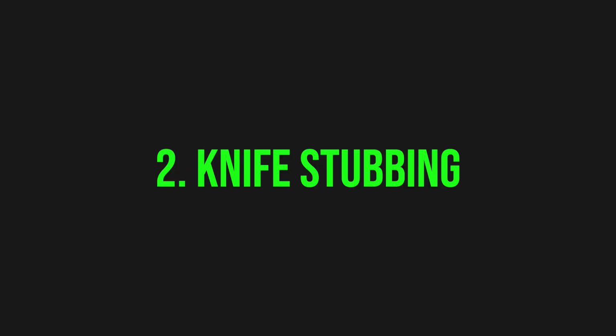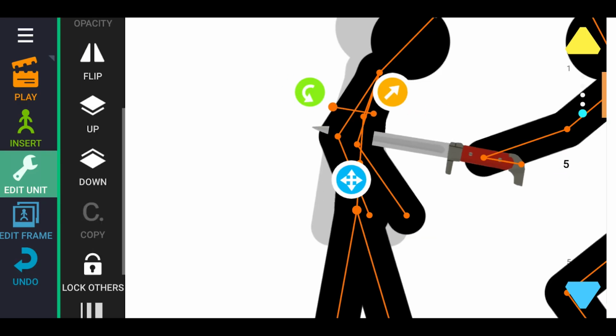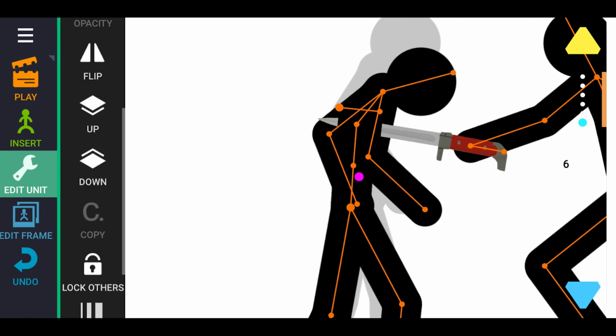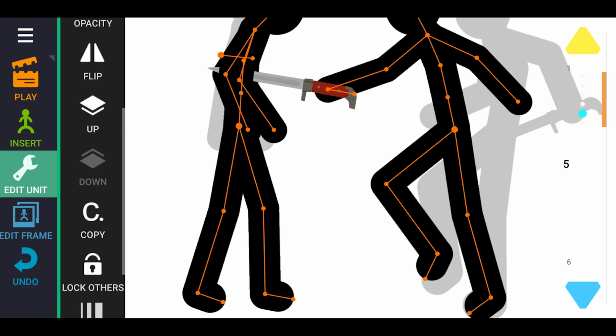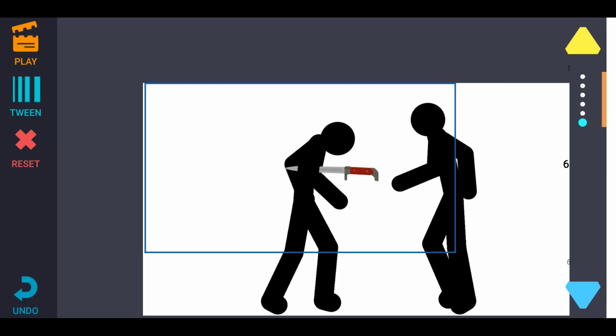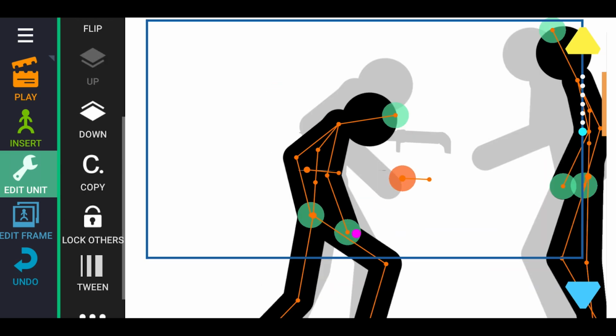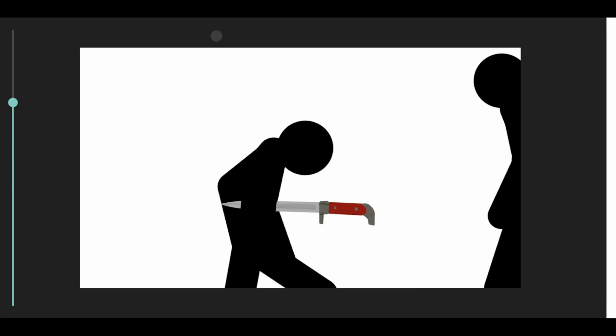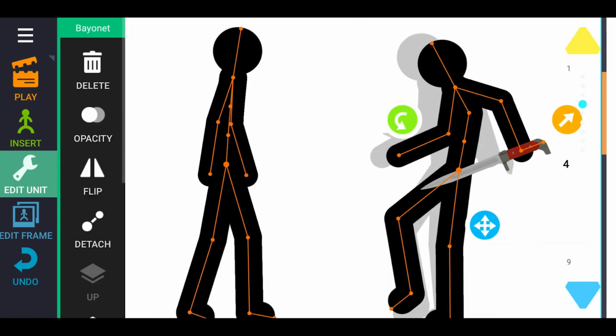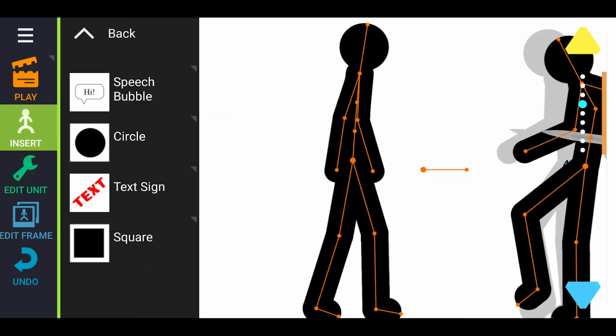Number 2. Action scenes: knife stabbing effect. For those of you working on action sequences, masking is your best friend. Picture a character holding a knife and stabbing towards the screen. Masking allows you to make the knife look like it's penetrating the surface or going through an object. This technique adds a layer of intensity and drama to any action sequence.